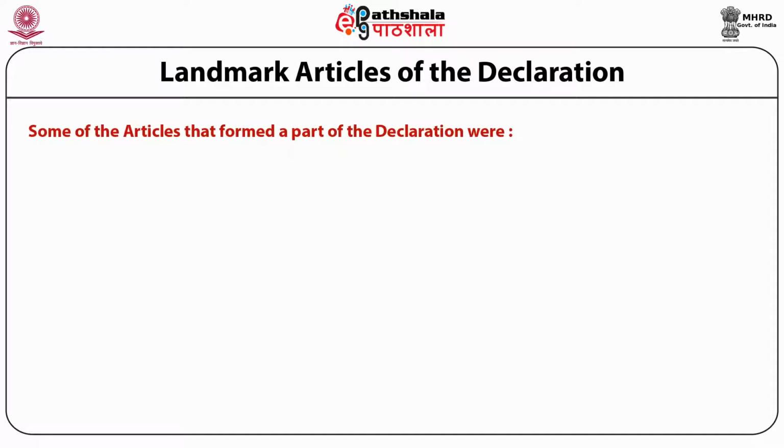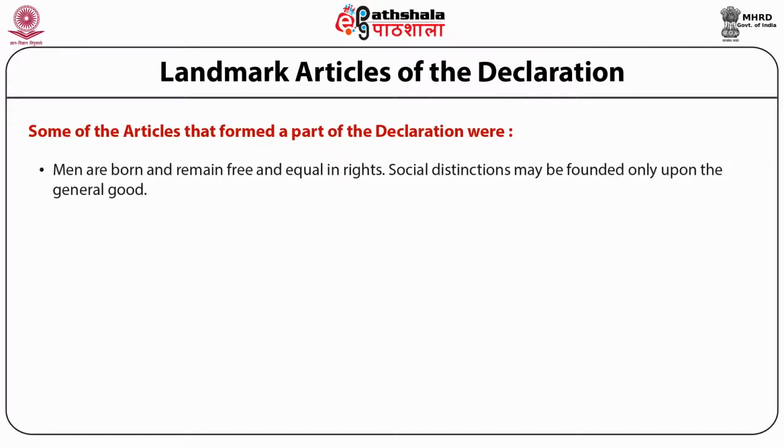Now let's come to some of the landmark articles of the Declaration. Men are born and remain free and equal in rights. This, again, is taken from the American Declaration. Social distinctions may be founded only upon the general good. Now, this is an interesting clause. It says social distinctions are not permitted, but they may be founded only upon the general good. Some might say that this is in conflict with the fact that men are born free and equal. But the Declaration of the Rights of Man and the Citizen was pragmatic and said that there might be instances where certain distinctions may be necessary. And of course, this brings to mind the concept of slavery, which was still prevalent in the sister nation of the United States of America.